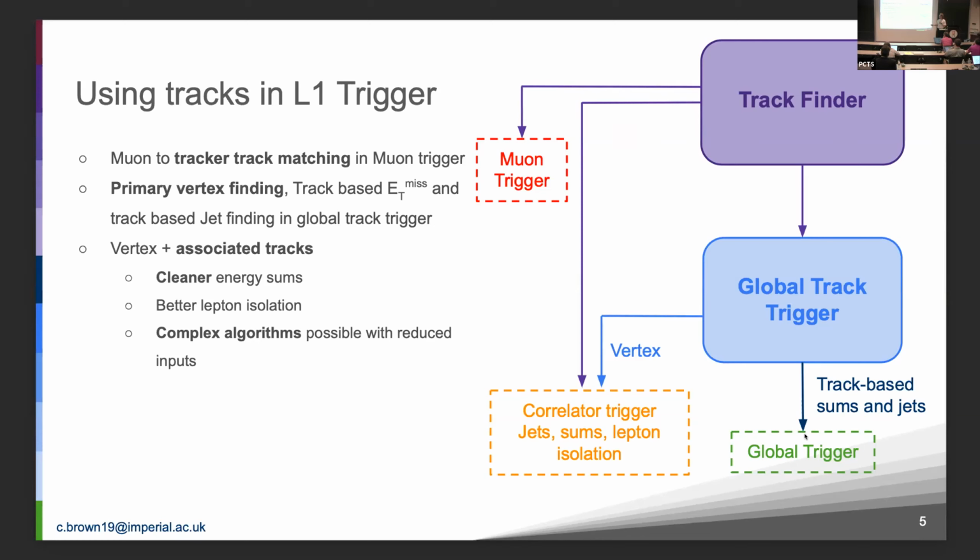We'll have better lepton isolations for some electrons and taus. And it also means that we can do more complicated algorithms with the reduced inputs from this associated track. So it's really important that we reconstruct this primary vertex with a very high efficiency when looking at more complicated algorithms that we want to do within our trigger.